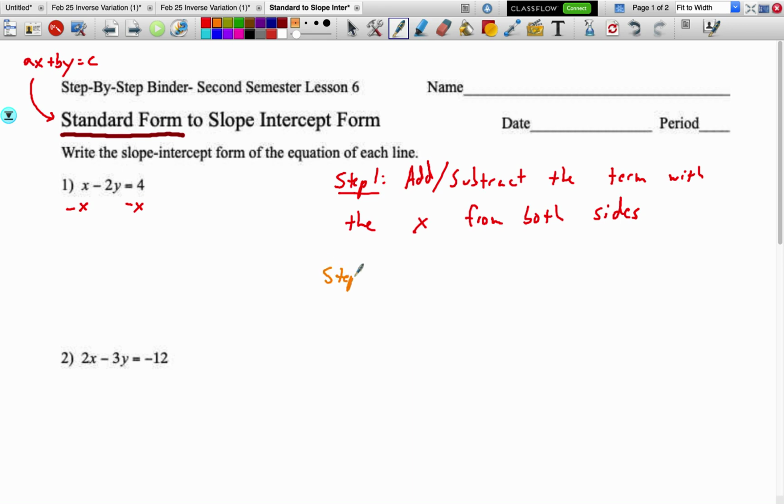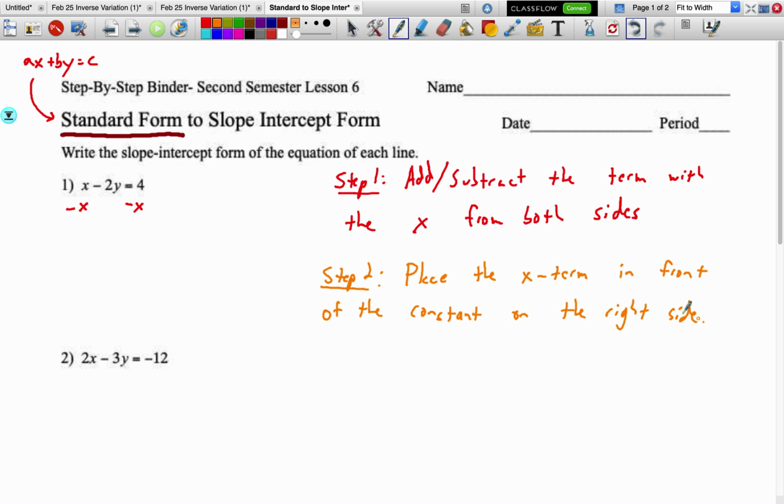Step two is place the x term in front of the constant on the right side. On the left side, it should cancel. So here it cancels, and I'm left with just a negative 2y.